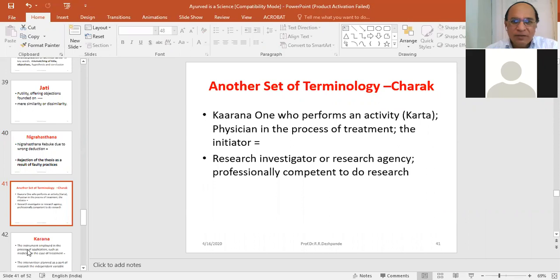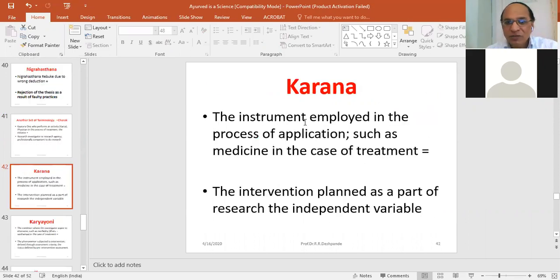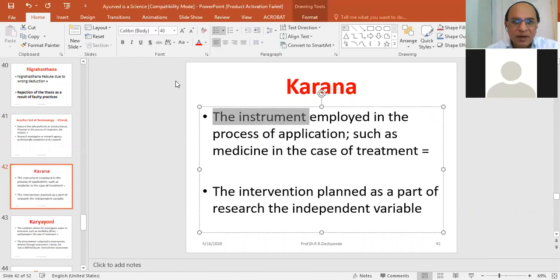Okay. Then another set of terminology mentioned by Charaka. Okay, we will go to that one. For example, Charaka has used these words. Karana. Karana is an instrument. Karana is a method.